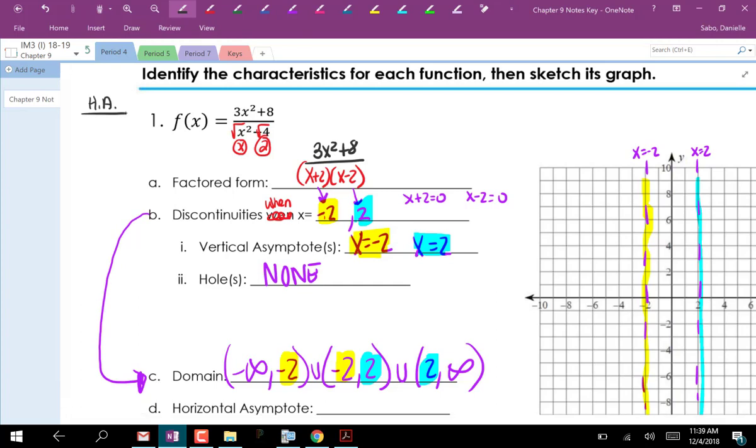What's the degree of the top? And then what's the degree of the bottom? 2. Is it higher in the top, bottom, or the same? So we have to do the ratio. Okay, so the ratio part. So here I go with a different color.